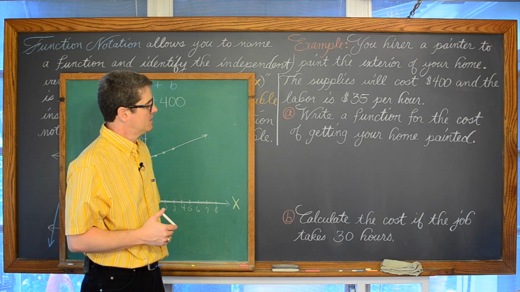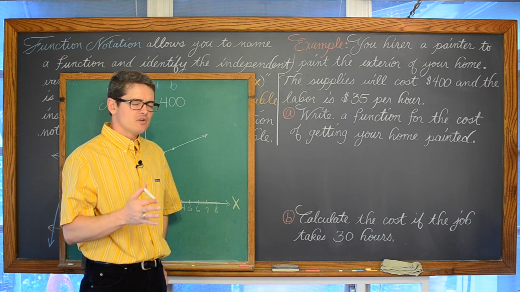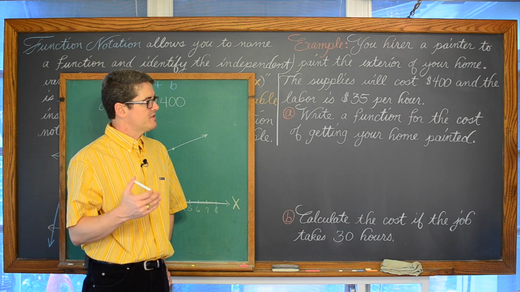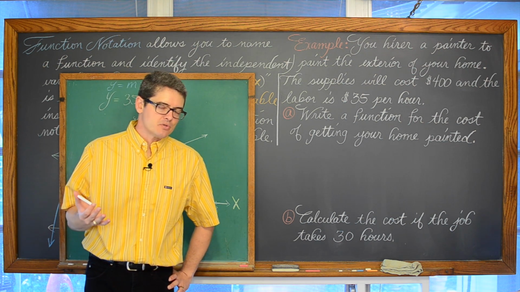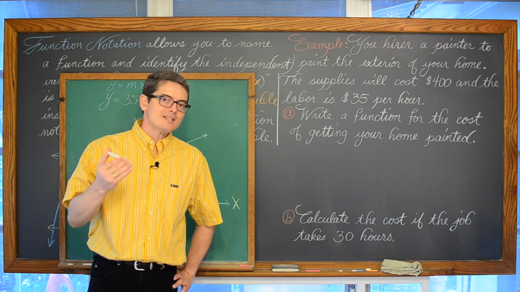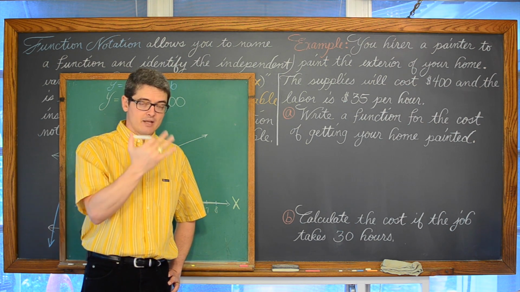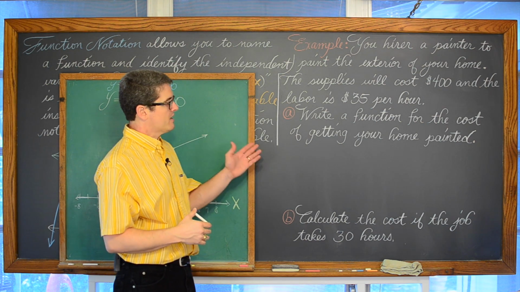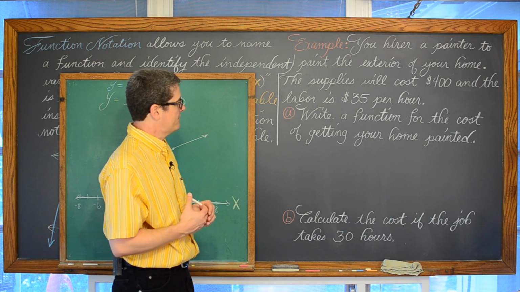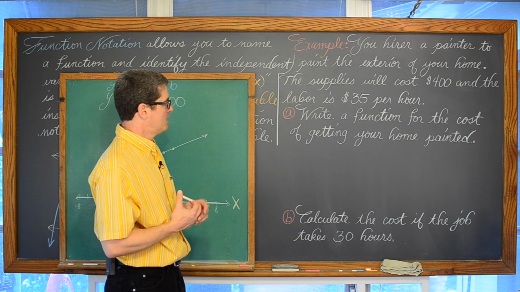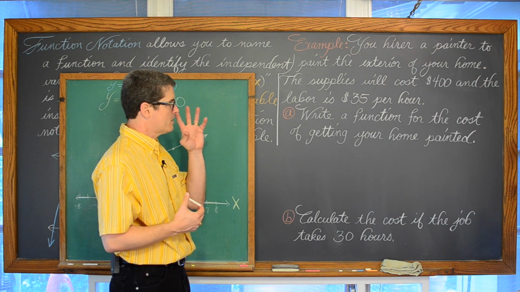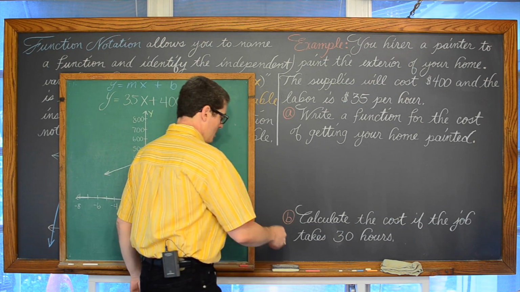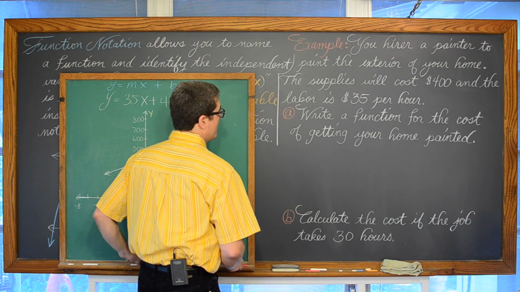Write a function for the cost, and it's a function because if it takes 10 hours to do the job, then there's one specific price you're going to have to pay. It's not one of two or more different prices. For every x, there's going to be one y value. So write a function for the cost. I want an equation that is going to tell me how much it's going to cost to get my house painted.